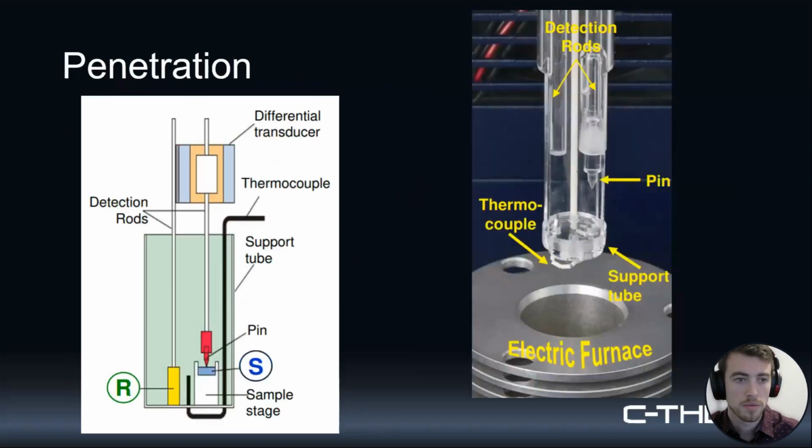We also have the penetration method. Much like the other one, we have two rods here. We have one for a reference, which again is the same material as the attachment. And then here is where we put the sample, and basically we stab at it, and as the temperature rises, it becomes softer and we can record that.